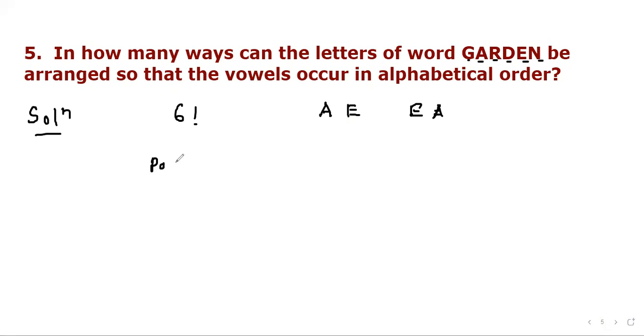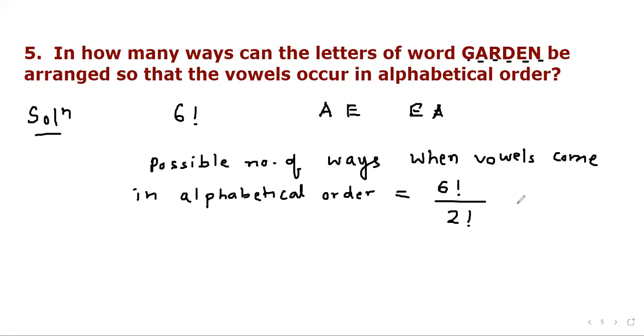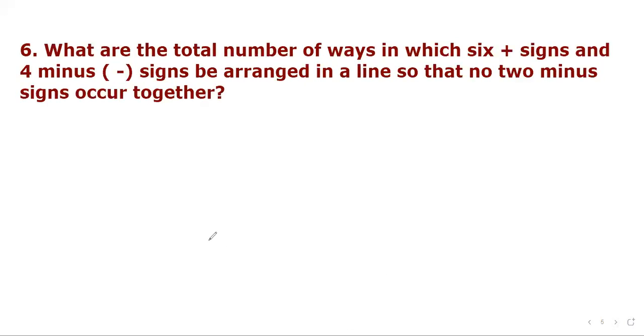So the possible number of ways when vowels come in alphabetical order will be factorial 6 divided by factorial 2, which can be evaluated. Now, let's see the next question.